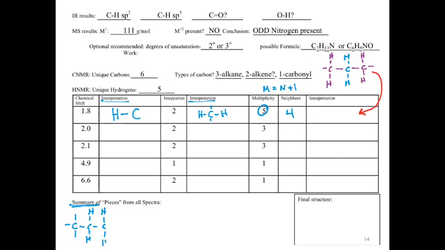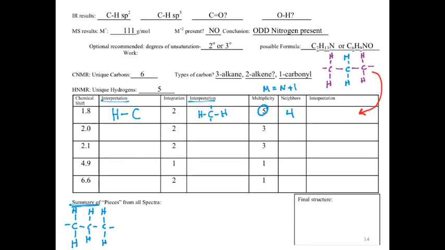Alright, so we now have that under our summary. We've identified a piece that we could now work with. Okay. Next part. Go back to the NMR. Okay, our next signal shows up at 2.0. So I'll go ahead and show that in red.